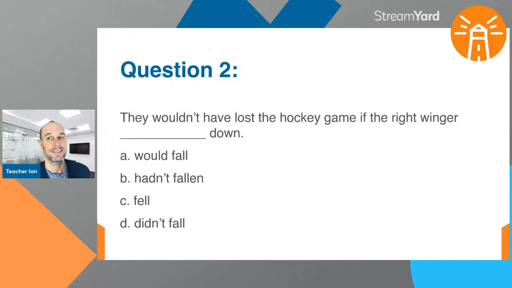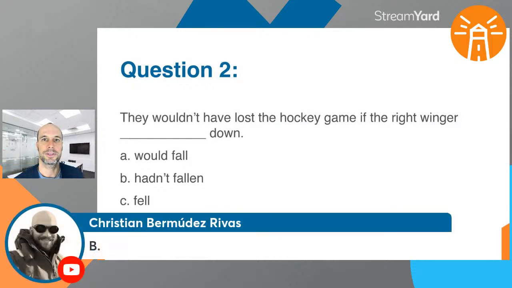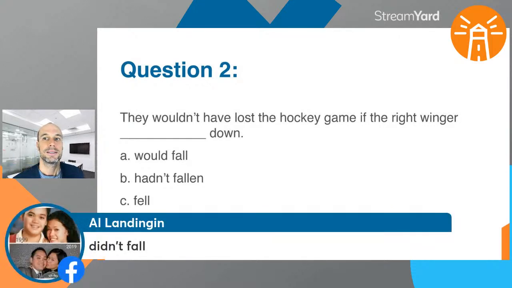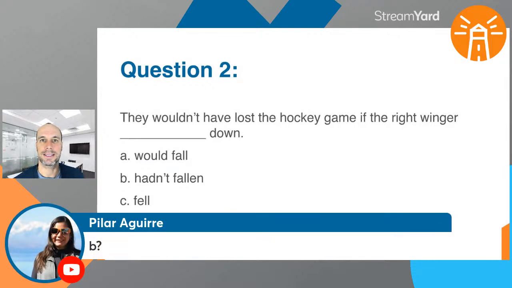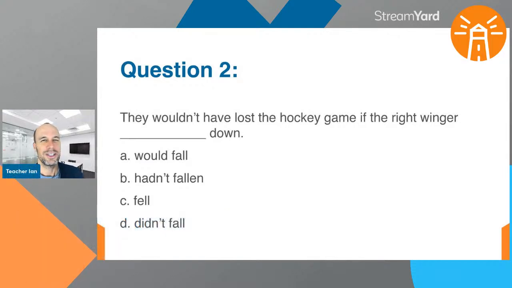All right, we've got some answers coming in. Christian says B. Al says D, didn't fall. Pilar says B. You know what? I think this is one of those mixed conditionals. We said there are 4 conditionals, but there are also mixed conditionals. But I didn't want to make it too difficult. Lorraine says B. Christina says B.